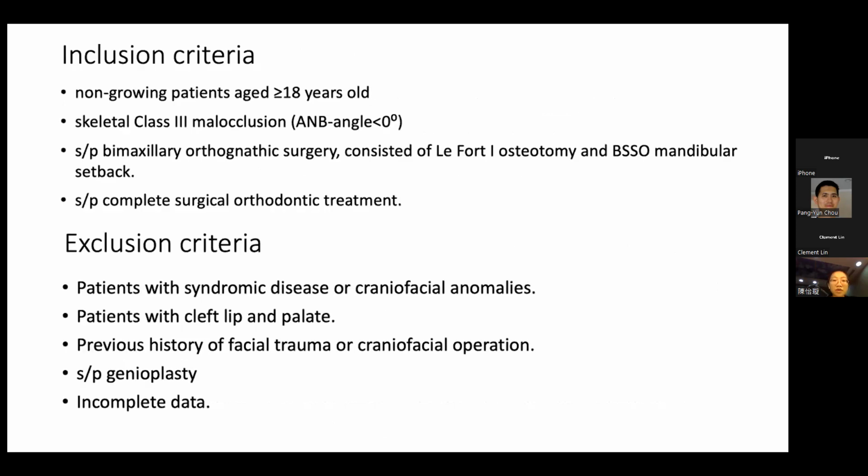The inclusion criteria of the study are: first, non-growing patients aged older than 18 years old with skeletal class 3 malocclusion, which is defined by A and B angle less than 0 degrees. Patients received bimaxillary orthodontic surgery consisting of the Le Fort I osteotomy and bilateral sagittal split osteotomy mandibular setback. Patients received complete surgical orthodontic treatment.